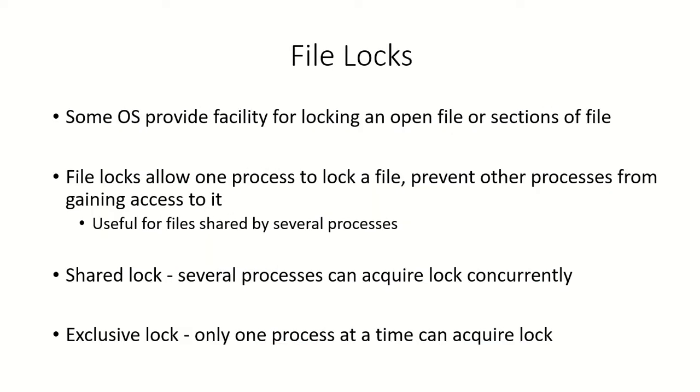Now some operating systems provide a facility for locking an open file or locking particular sections of the file. It is very similar to the locks that are used in the critical sections of the data. This file lock allows one process to lock the file so that other processes cannot access it. This is useful for files which are shared by several processes.